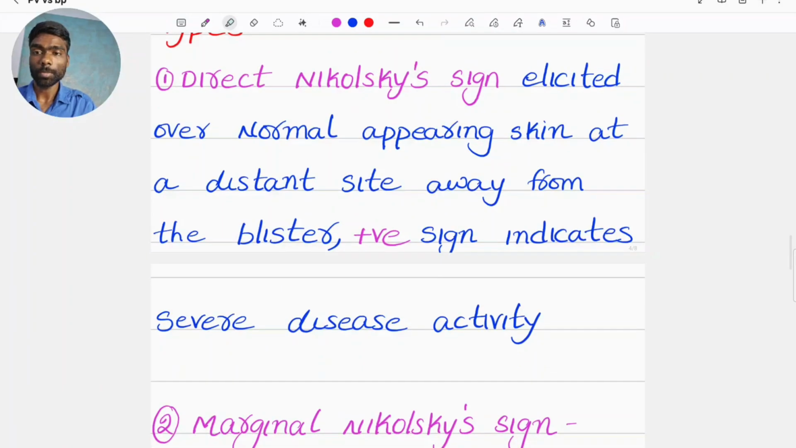Types, mainly direct and marginal. Direct is nothing but eliciting over a normal appearing skin at a distant site away from the blister. If it is positive, it indicates the disease is severe. Why? At a distant location from the disease, still the normal skin is getting separated when we exert a shearing force. Then the disease is severe. It indicates the severity of the disease.